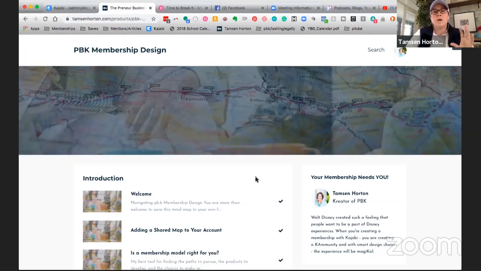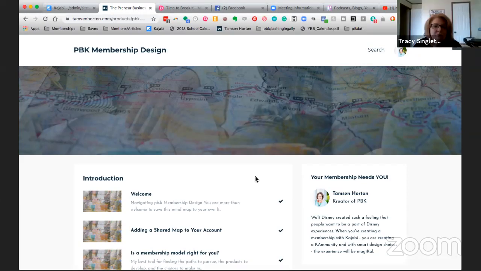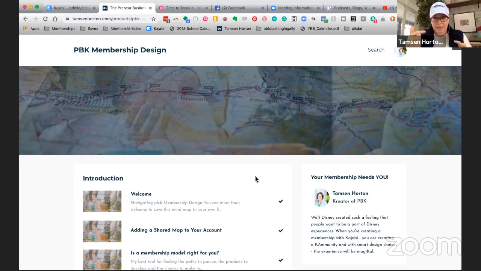So I'm just going to show you this. Where's my screen? Because in addition to Trello, I use MindMeister. I'm a huge mind mapping fan. Can you guys see PBK membership design? Yes. Okay, so this is one of the courses that's inside PBK. This is the one that is unique to helping you design a membership site.